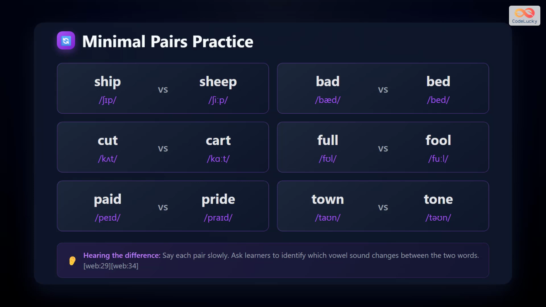Paid versus pride. The first uses the I sound, the second uses the long I sound. Town versus tone. The first uses the OW sound, the second uses the O with glide. Say each pair slowly and listen carefully to what changes.